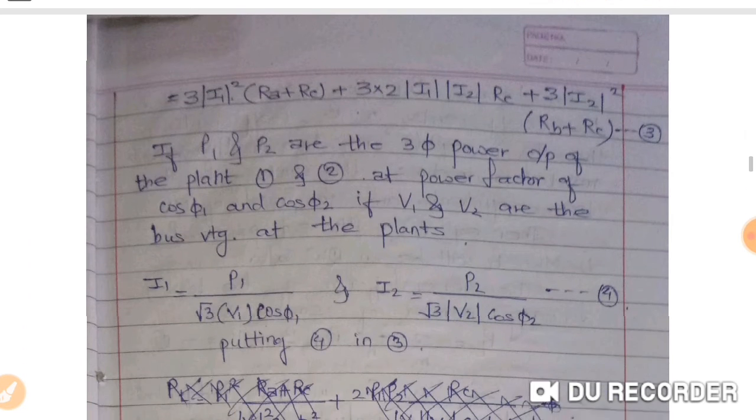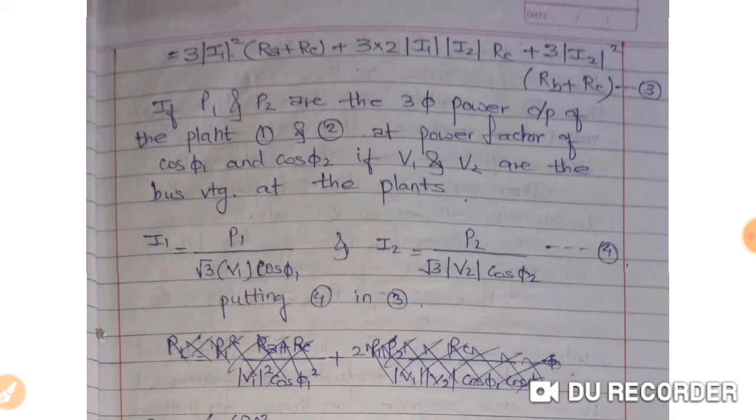Now if P1 and P2 are the three-phase power outputs of plant 1 and 2, and we consider different power factors, for example for plant 1 we are considering cos φ1, and for plant 2 power factor cos φ2, with voltages V1 and V2 respectively, that is the bus voltage. So what is the formula of power that we have? We know that P is equal to √3 V I cos φ. This is the formula which we have.